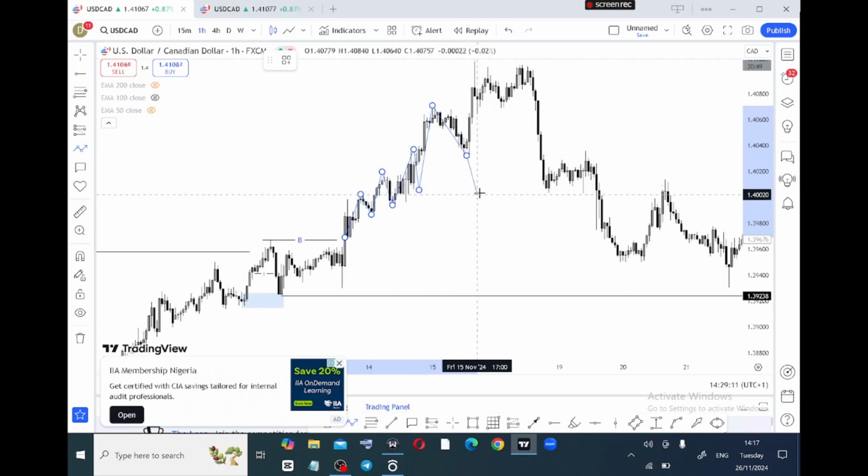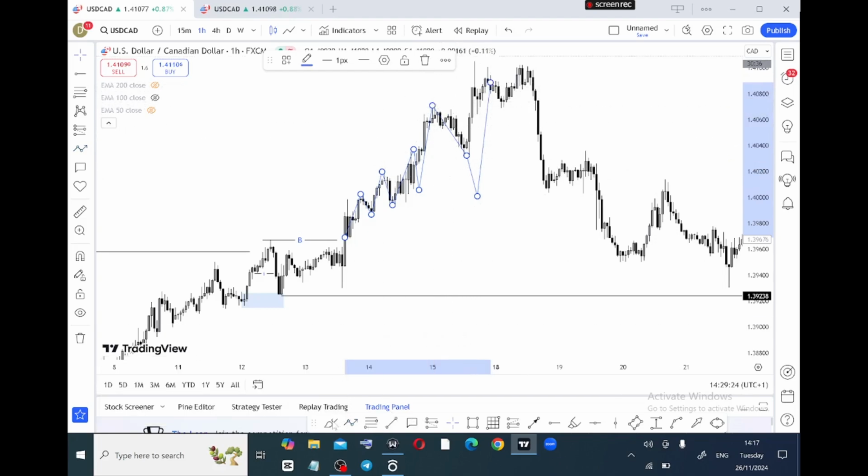Until, let's say, this last pullback that the market created, the market now came back, took it out, then closed above here. Then it means that we had a structure here. So this place can now be our break of structure.